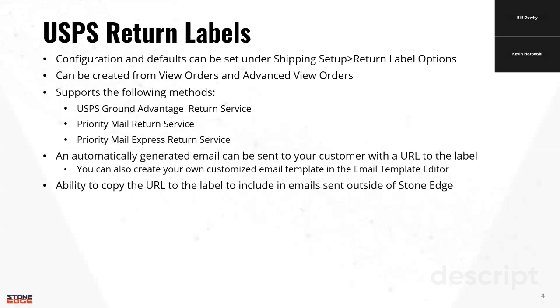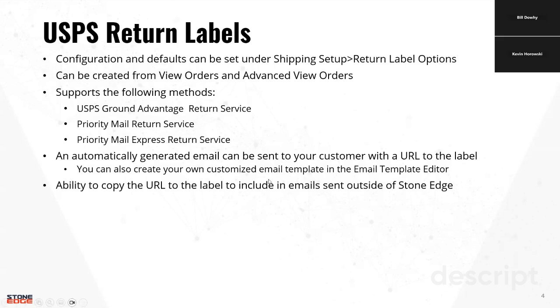So for the USPS return labels, there's a new section in the shipping setup called return label options. That's where you can set a different return address, but you can also set things like your default email template and the default return service. The return labels can only be printed from view orders and advanced view orders. And we support the three main return services: Ground Advantage, Priority Mail, and Priority Mail Express.